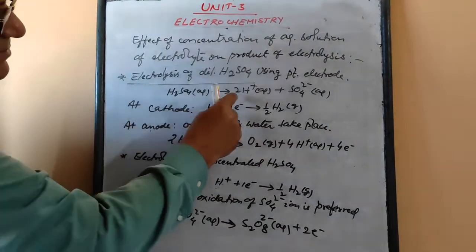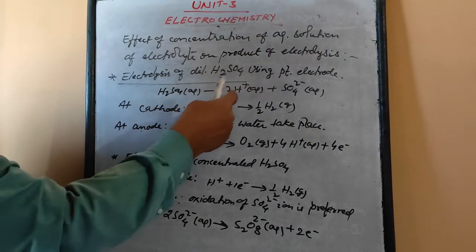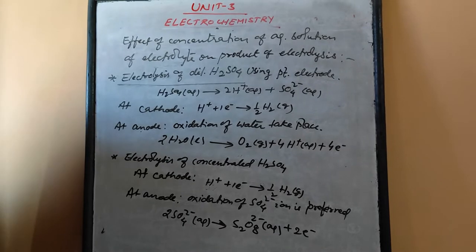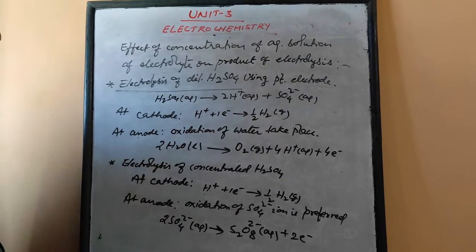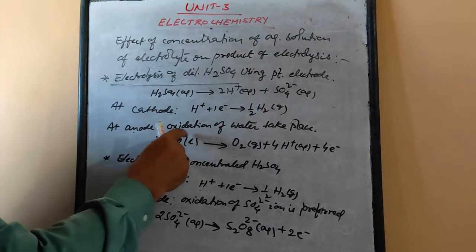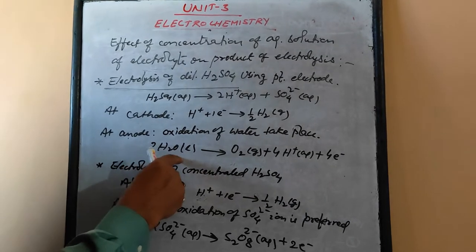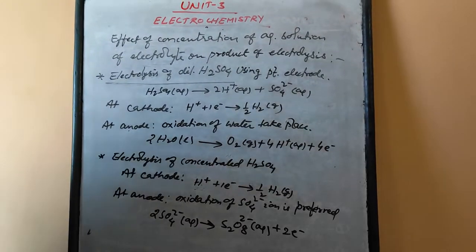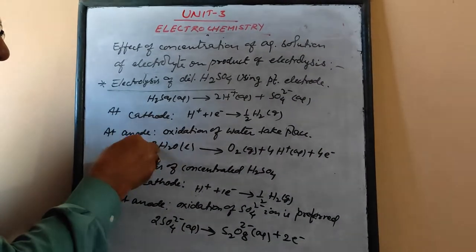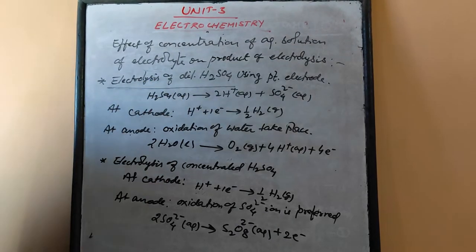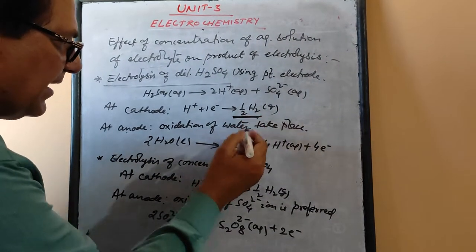Here H2SO4 aqueous gives 2H+ aqueous plus SO4 2- aqueous. At the cathode, H+ plus 1 electron gives half H2 gas, because there is only H+, and water also gives H+. At the anode, oxidation of water takes place and is preferred: 2H2O liquid gives O2 gas plus 4H+ aqueous plus 4 electrons. So the net situation is that during electrolysis of dilute H2SO4, H2 gas is released at the cathode and O2 gas at the anode.